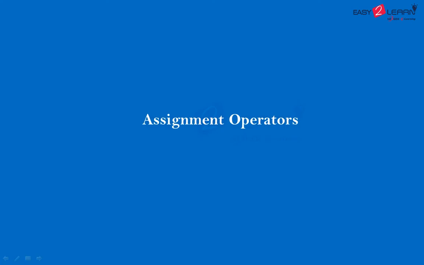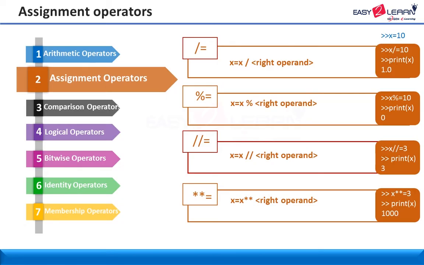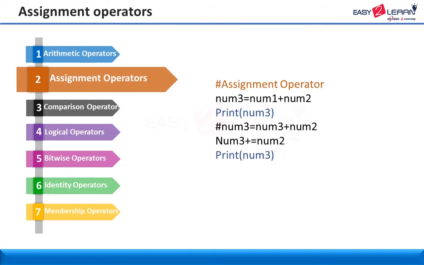Before I go into the assignment operators, there are two things I would like to put across. The first thing is, when do you use an assignment operator? Let's say I have three variables: number 3 is equal to number 1 plus number 2. In this, the expression on the right side is computed first and then the value is assigned to the left side variable. This is important to remember: the expression on the right is always computed first and then assigned to the left variable.